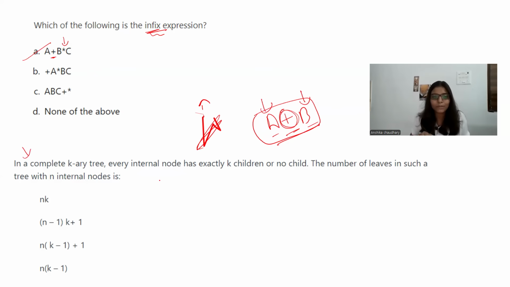Now, in a complete k-ary tree, every internal node has exactly k children or no child. The number of leaves in such a tree with n internal nodes is, so there is a formula for it, and this formula is n(k minus 1) plus 1. This is the formula for it.